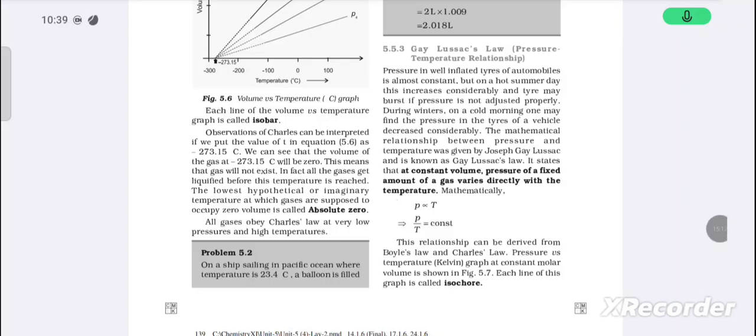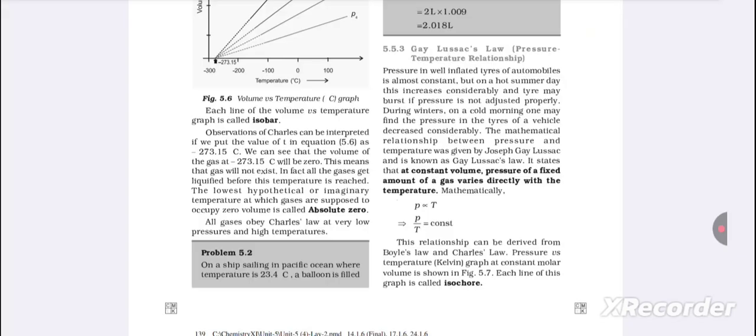Gay-Lussac law, pressure temperature relationship. Pressure in well inflated tires of automobiles is almost constant, but on a hot summer day this increases considerably and the tire may burst if pressure is not adjusted properly. During winters, on a cold morning, one may find the pressure in the tires of the vehicle decreased considerably.